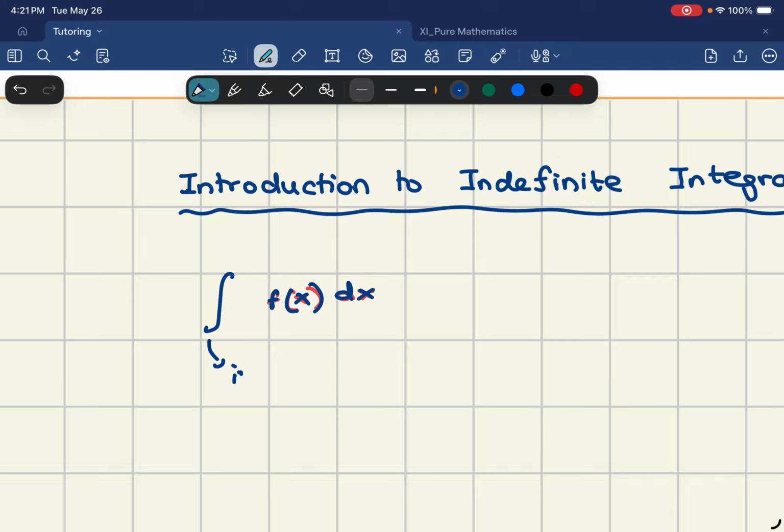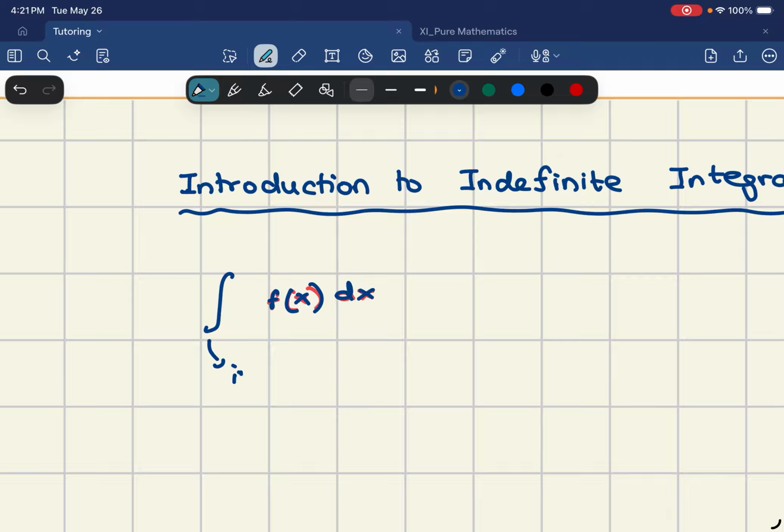For derivatives, we use d by dx. For integration, we will use this symbol. That is the integral symbol. And we are going to find the integral of a function with respect to dx. Now, if it's a definite integral, another type that we will encounter later, then we will be integrating from some value a to another value b. So this is a definite integral.